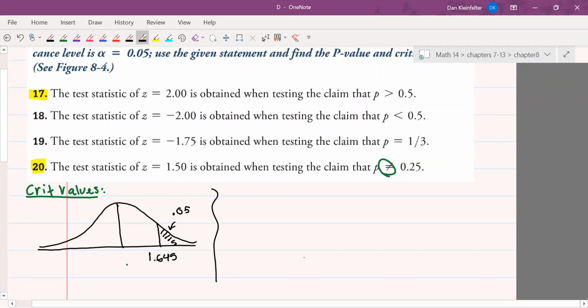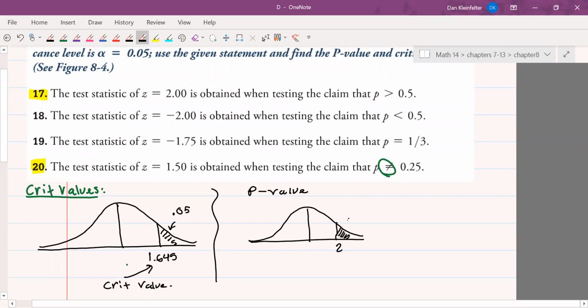Okay, so now we want to go about finding the p-value. The critical value we saw was 1.645. Okay, for the p-value, again, I'm going to start with a picture. We got a test statistic of 2.0, and that's positive, right? So our test statistic is 2.